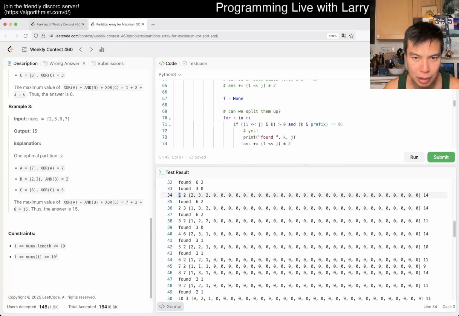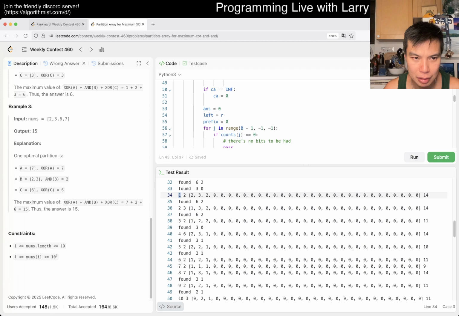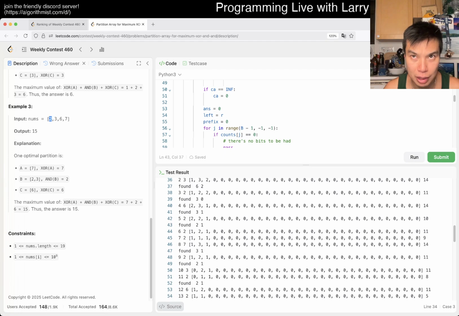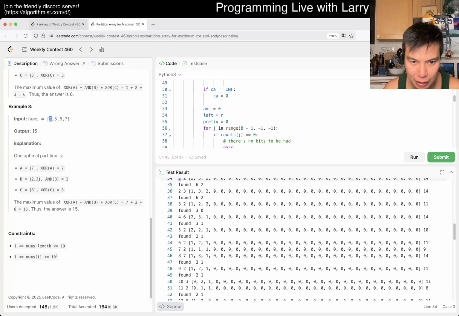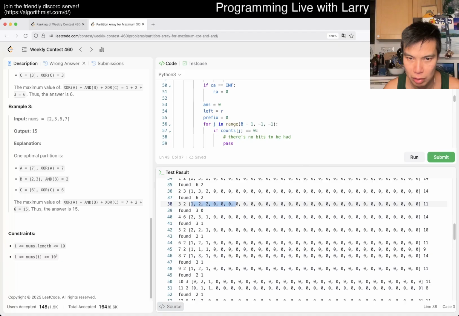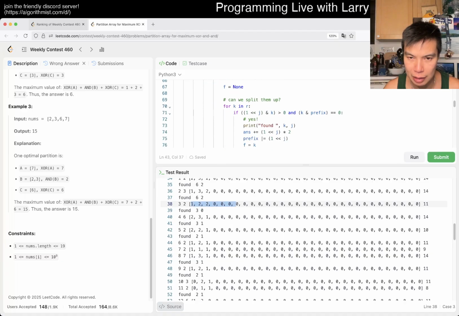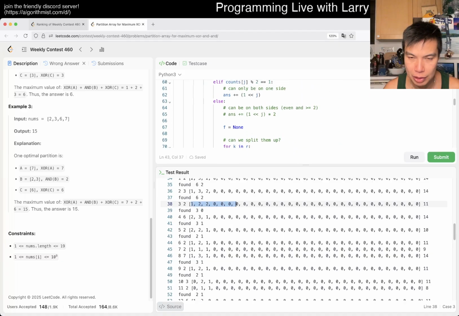So what does 1 mean? 1 means, okay, so we want the 2 and the 3, so that's a 3 on the mask. Okay, so this actually returns 11. 6 is 4 and 2, 7 is 1, 2, and 4, so this is right for the count. So then it is asking if you can split them up.